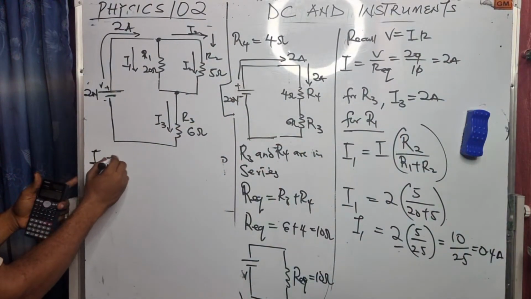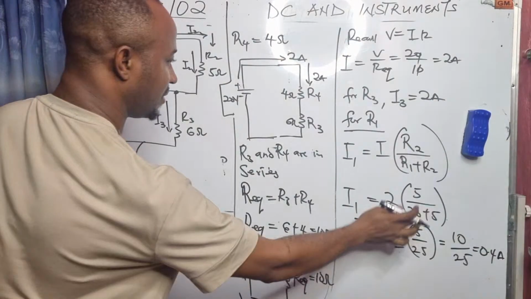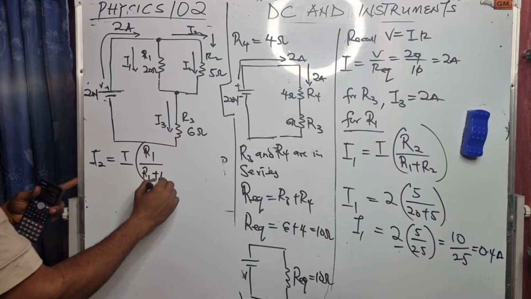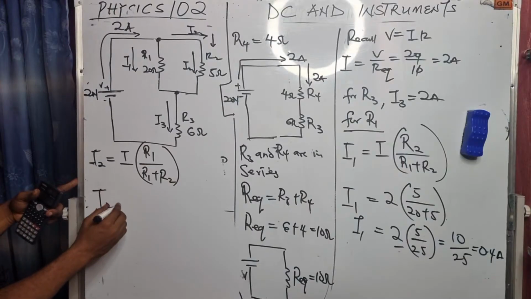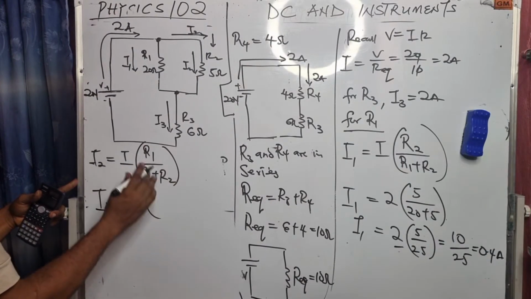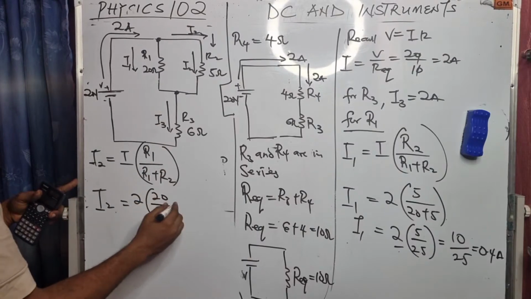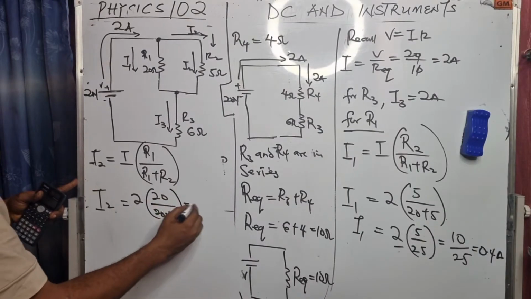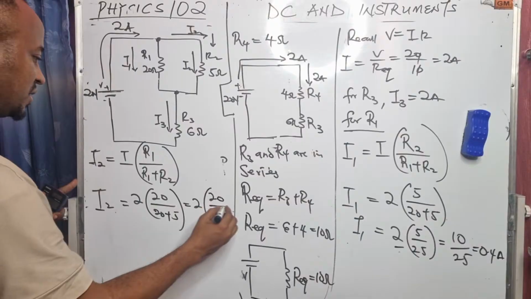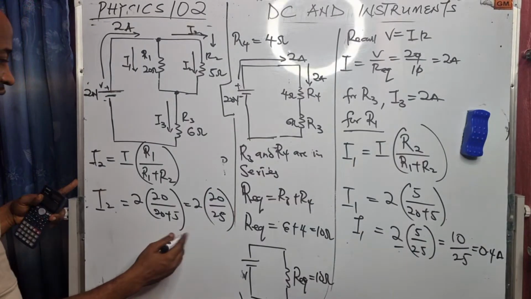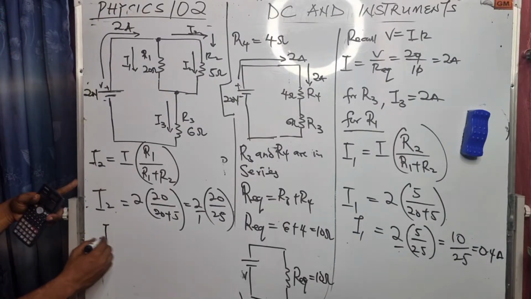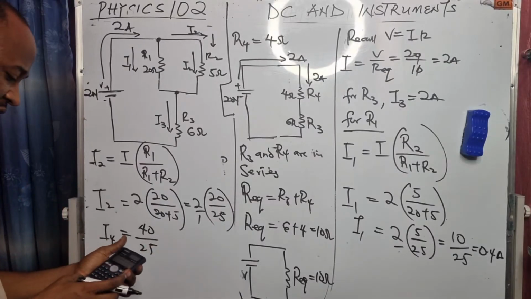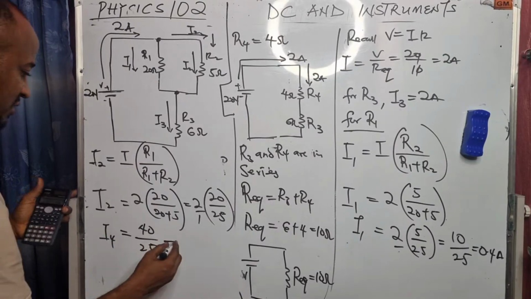I2 will then be I times, from this formula, R1 over R1 plus what? R2. So my I2 will be 2 times R1, which is 20, divided by R1 plus R2, which gives us 20 plus 5. This will give us 2 times 20 over 25, right? 2 times 20 is 40. We're going to have 40 over 25. So when you divide 40 by 25, the answer is 1.6.